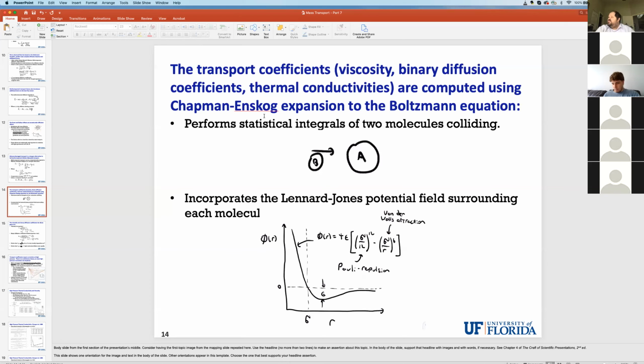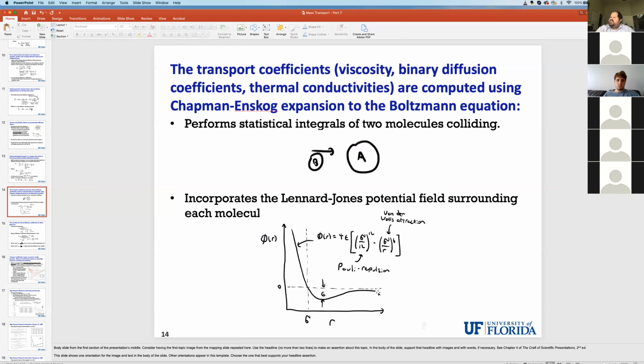And in fact, if you use this approach to the Boltzmann equation, you can derive the conservation of mass that we normally use. You can derive Navier-Stokes, and you can derive the transport coefficients, things like that. And so the Boltzmann equation itself is far more general than the standard conservation laws that we normally use. Now, when you do these collisions and you perform statistical integrals, these aren't just rigid spheres that are bumping into one another. Around each of these molecules, there is a potential force field surrounding it.